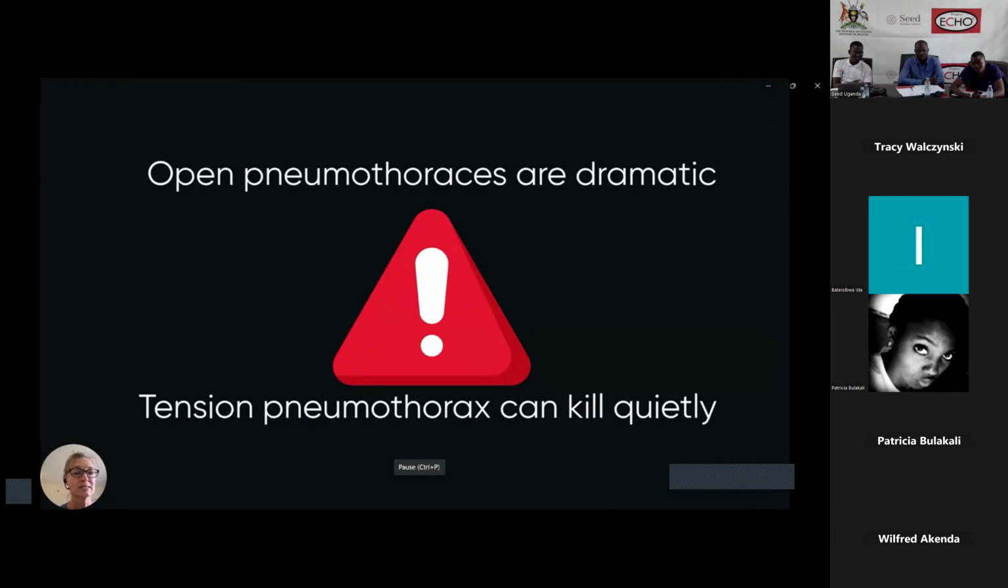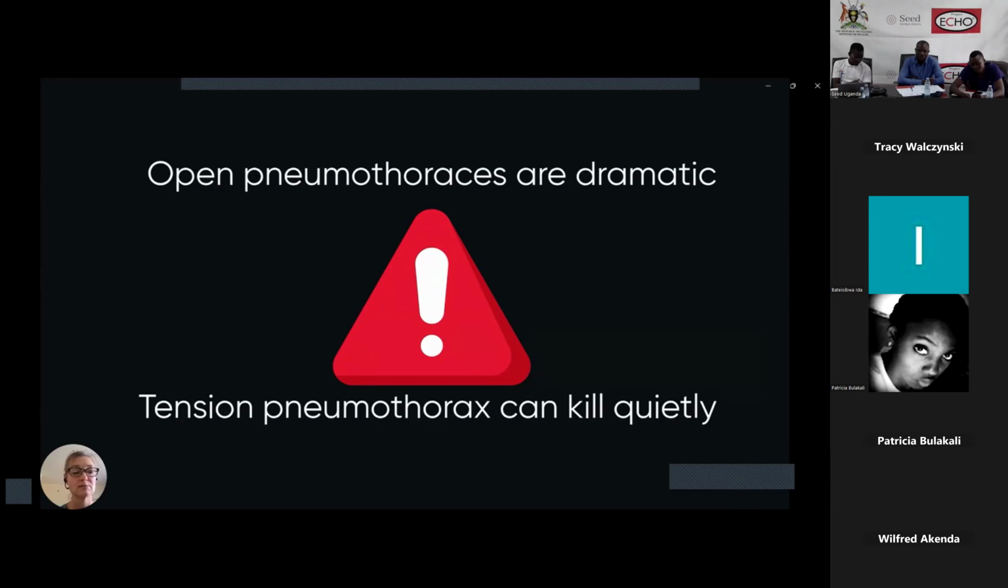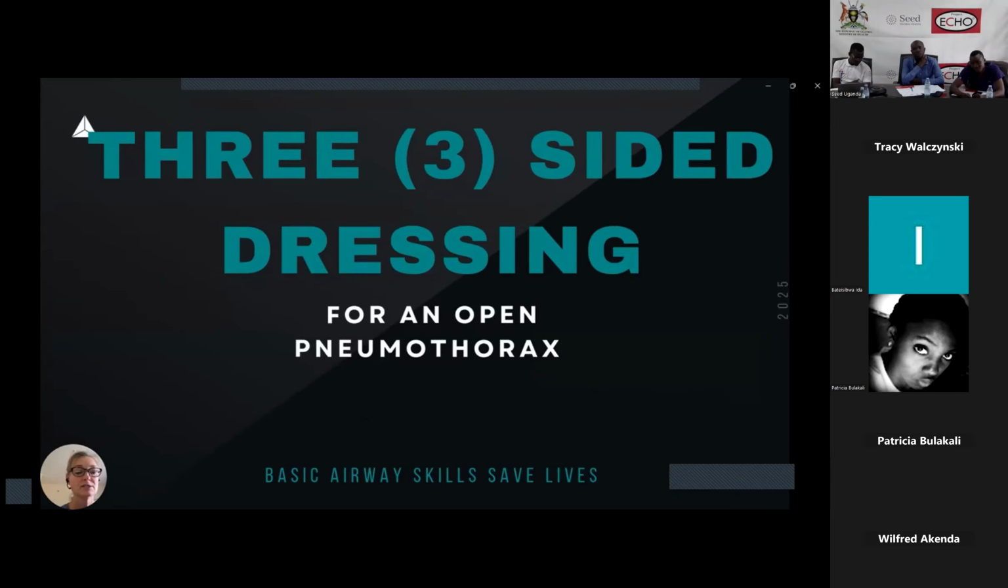So open pneumothoraces themselves can look very dramatic. They're very easy to see, but they are somewhat reassuring. Tension pneumothorax, however, can kill quietly unless you are looking for it and examining for the signs that lead you to suspect a tension pneumothorax, which should prompt you to do a decompression and chest tube as discussed previously. So that's the current evidence and approach to a three-sided dressing for an open pneumothorax.